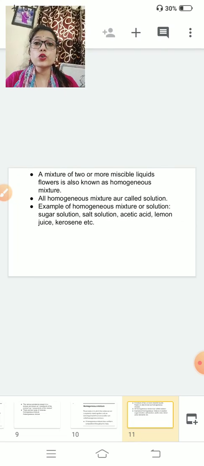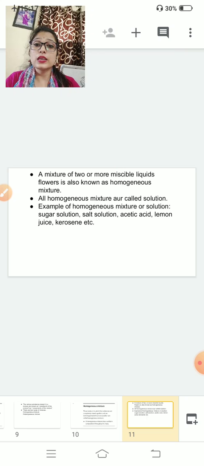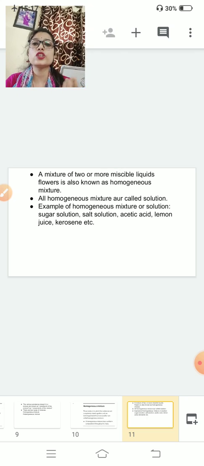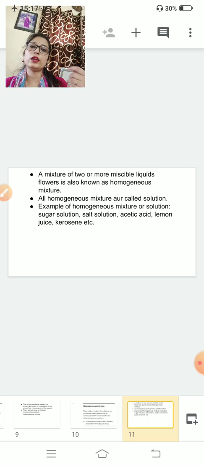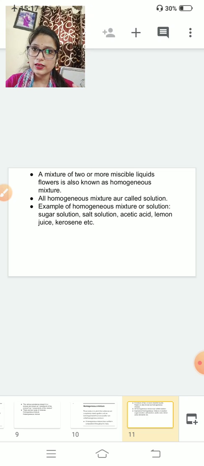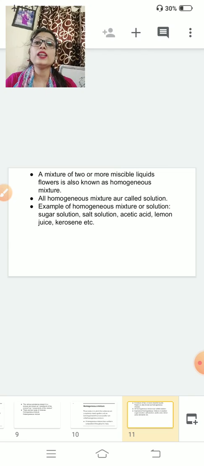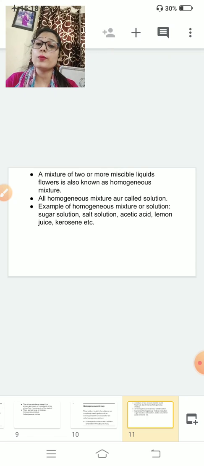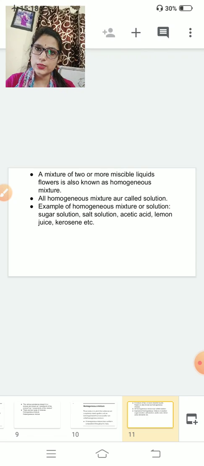Now, a mixture of two or more miscible liquids. Miscible means completely mixed with each other. It is also known as a homogeneous mixture. Clear? If liquids completely mix with each other, for example, alcohol and water. If you mix alcohol and water, have you seen a difference? Have you seen alcohol separate and water separate? No, you can't see. That means they are completely mixed with each other. They are completely miscible. You can't differentiate between water and alcohol in that mixture. So a mixture of two or more miscible liquids is an example of a homogeneous mixture.